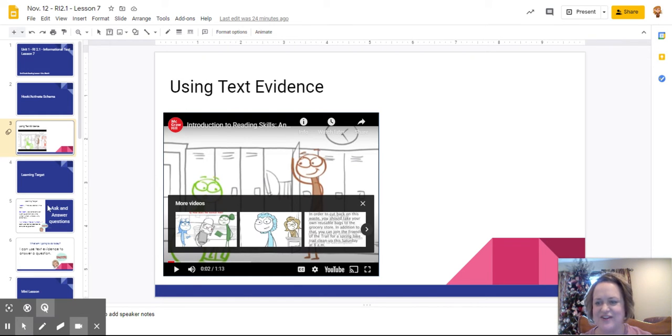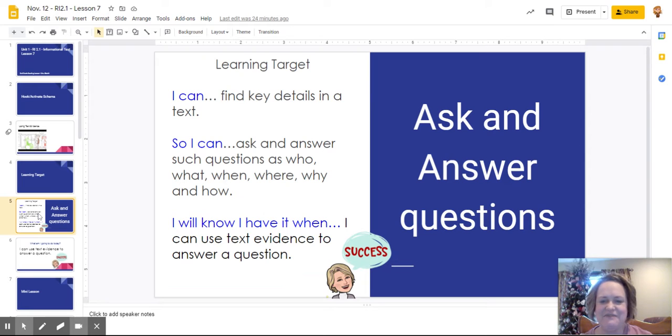All right. So they used the school paper to help answer the questions that they had about the volleyball game. So today for our learning target, it says I can find key details in a text so I can ask and answer such questions as who, what, when, where, why, and how. I will know I have it when I can use text evidence to answer a question.